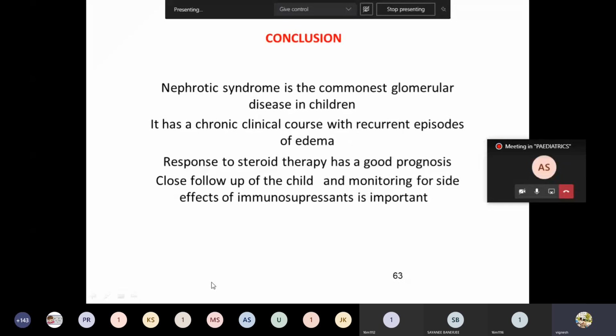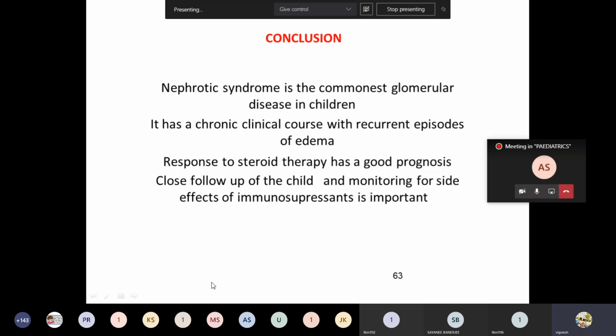Final conclusion: nephrotic syndrome is the commonest glomerular disease in children. Please note it in your brain. It has a chronic clinical course, meaning more than 2 months, sometimes 1.5 years also. In cases of steroid dependent nephrotic syndrome, it goes on for 2 years, 3 years also. Please counsel the parents properly. With recurrent episodes, relapses are very common. So you should be prepared and keep this in mind.